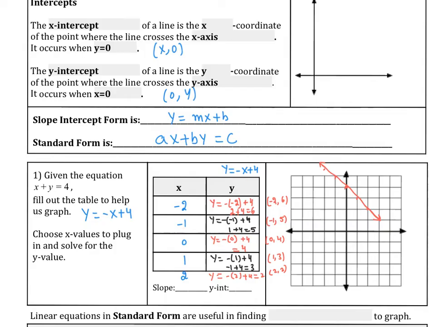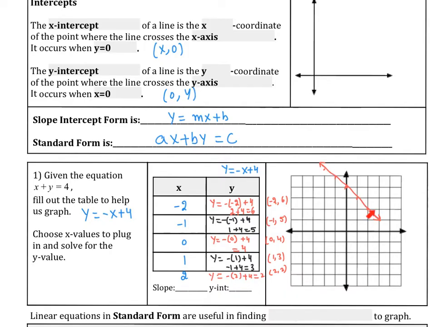Negative 1, you plug it in here for x. So negative times negative 1 would be positive 1 plus 4 equals 5. So negative 1 comma 5 would be this point right here. Next is 0 comma 4, this point right here. When you plug in 1 here, you get negative 1 plus 4, that is 3. 1 comma 3 is right here. And then when you put 2, you're going to get 2 comma 2.